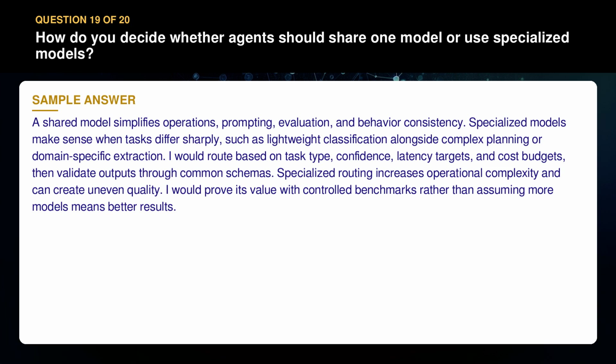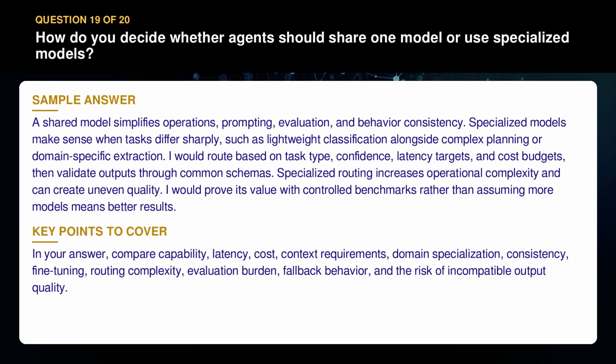I would route based on task type, confidence, latency targets, and cost budgets, then validate outputs through common schemas. Specialized routing increases operational complexity and can create uneven quality. I would prove its value with controlled benchmarks rather than assuming more models means better results. In your answer, compare capability, latency, cost, context requirements, domain specialization, consistency, fine-tuning, routing complexity, evaluation burden, fallback behavior, and the risk of incompatible output quality.